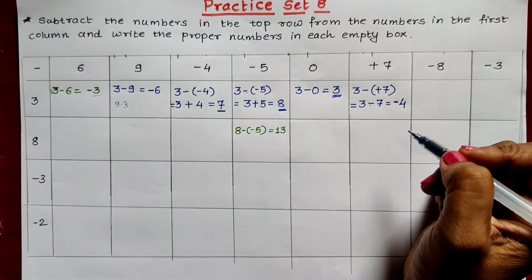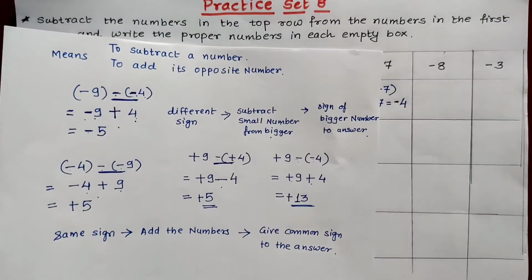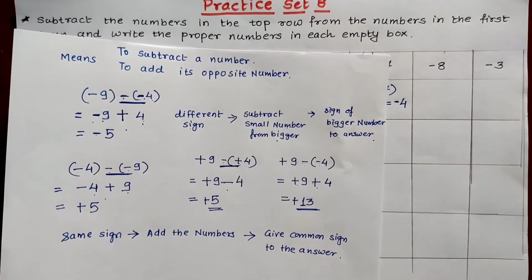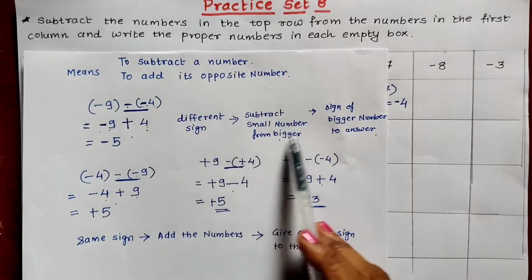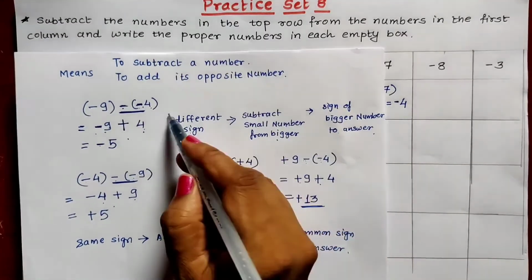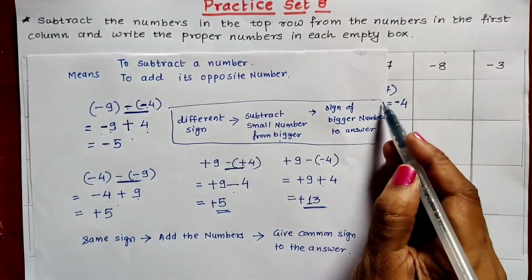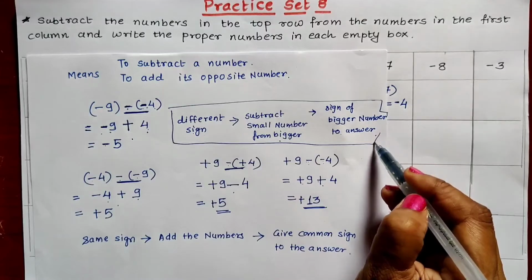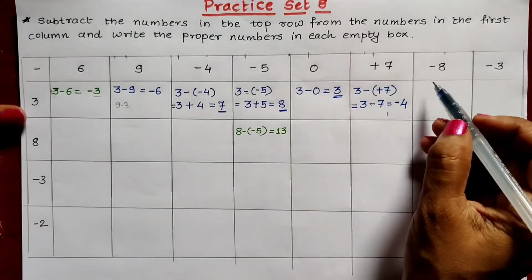In this way always remember this rule also. So what is the rule? Different signs: subtract the small number from the bigger and give the sign of the bigger number to the answer. This rule should be remembered all the time. There should be this rule in your mind all the time. Now let us see the next one.